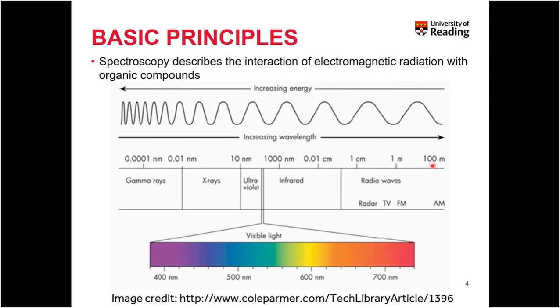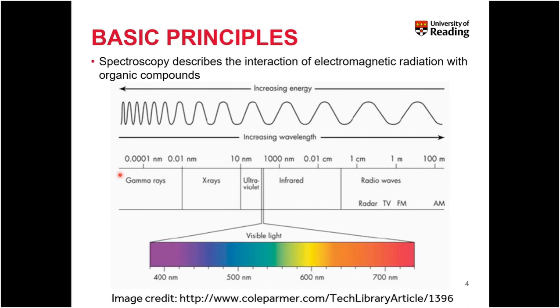So you can see on the scale down here, we have radio waves on the far right with wavelengths of centimeters to meters to even hundreds of meters. And as we move to the left, as we increase our energy and decrease our wavelength, we move into the infrared, the visible light, ultraviolet, then through to really high energy radiation like X-rays and gamma rays.